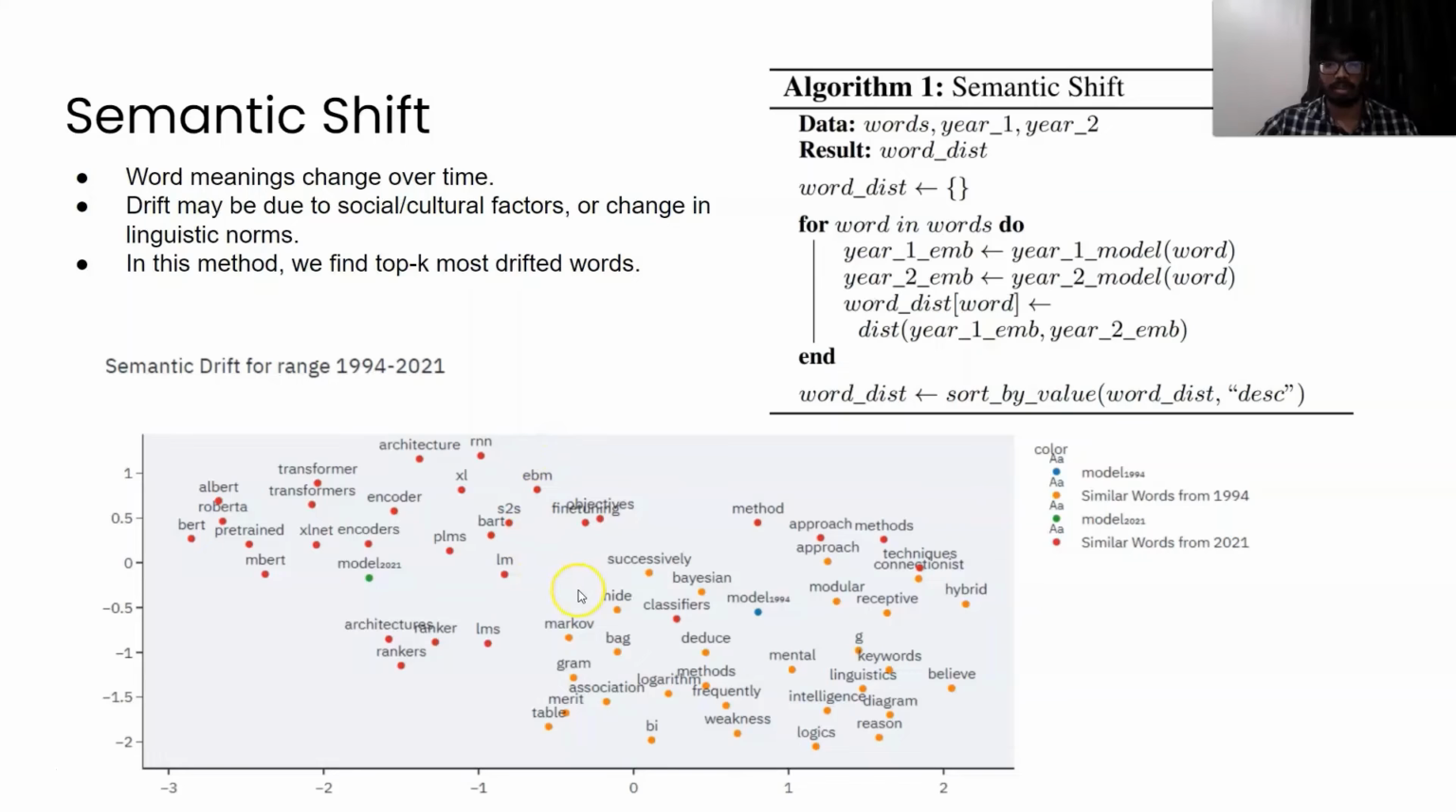For example, in this the word model, model 1994 was close to Markov models and Bayesian models. So this was the state of model of 1994, and in model of 2021, we can see that it's closer to neural network architectures, transformer models like mBERT, XLNet, encoders, etc.